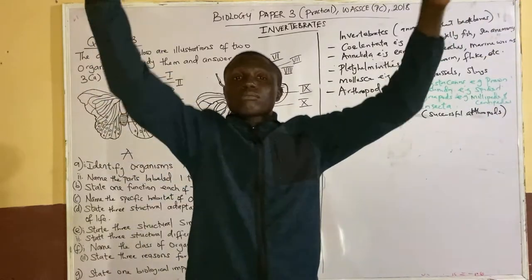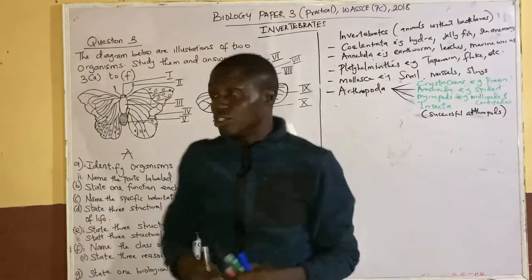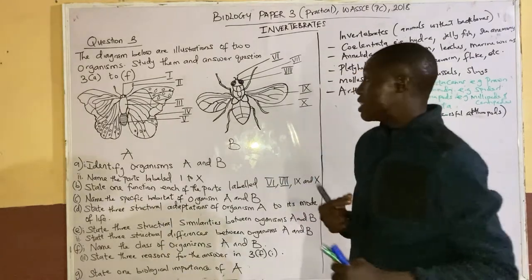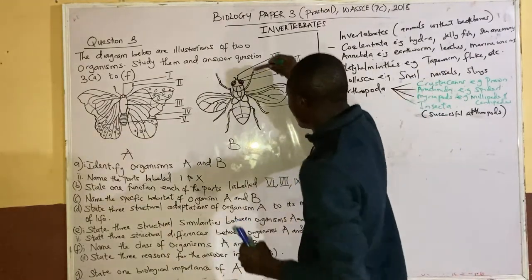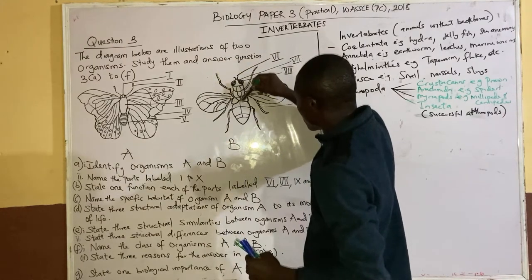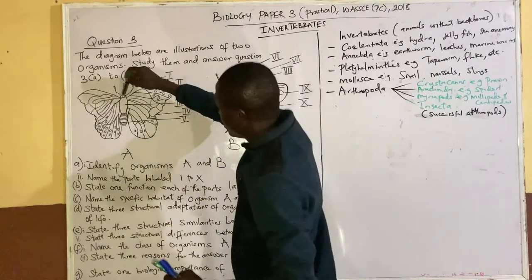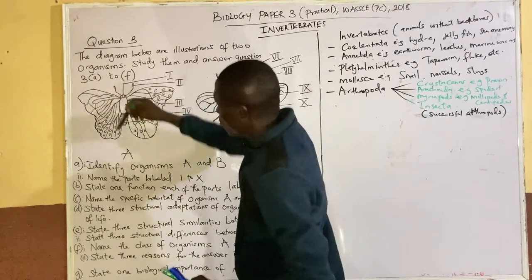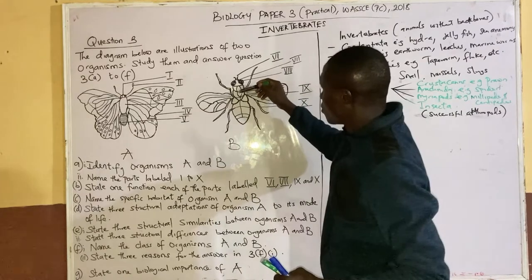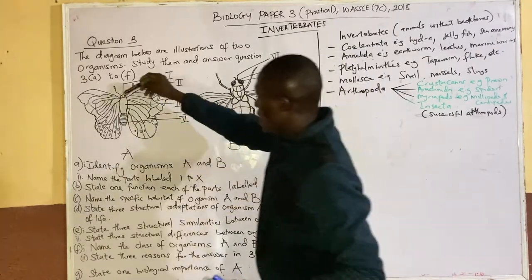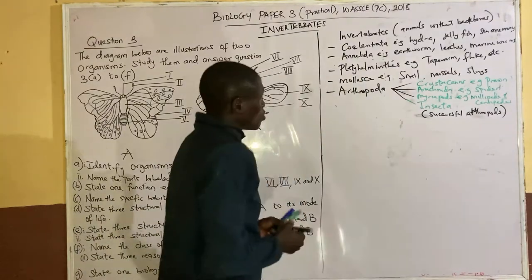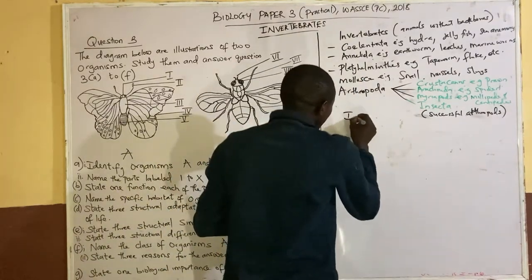Insecta has three body divisions: the head, the thorax, and the abdomen. You can see the head, the thorax, and the abdomen. So these are examples of insecta. The head, the thorax, and the abdomen. So we are going to be going into insecta fully.